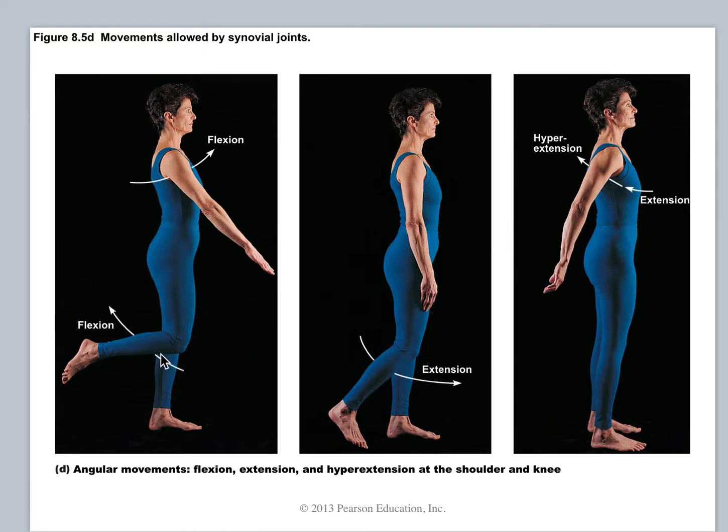The knee is flexed in this case. Again, the angle of the joint decreases. When the leg is straight out, it's a 180-degree angle, and when it's bent at 90 degrees, you have a decrease in the angle of the joint, so therefore it's considered flexion. Extension is when the angle of the joint increases back to 180 degrees.